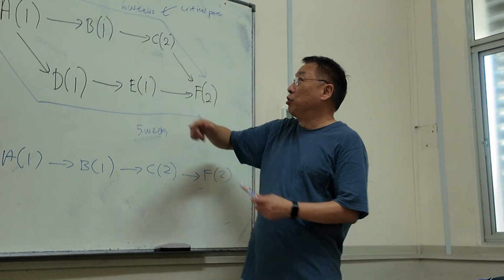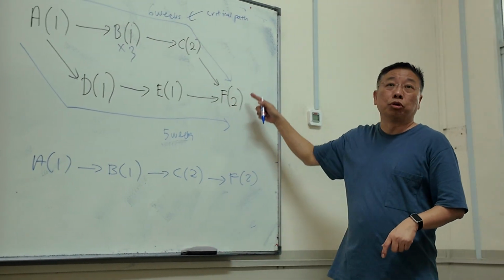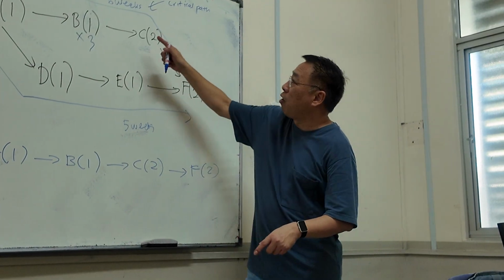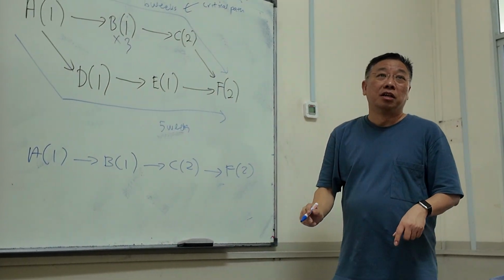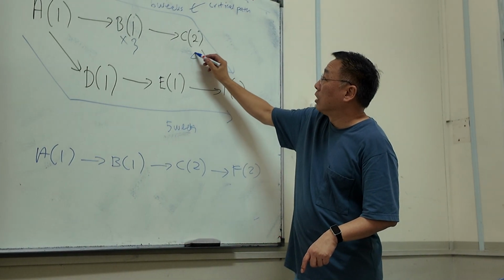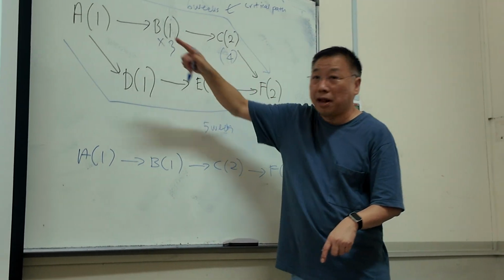Why? If you delay task B by another 3 weeks, guess what? Your total project will extend to 8 weeks now. Sorry, 2, 4, 5, 6, 7, 8, yeah, 8 weeks. If you delay task C by another 4 weeks, now your critical path will be 4 plus 2, 6, 7, 8, 9, 10 weeks.